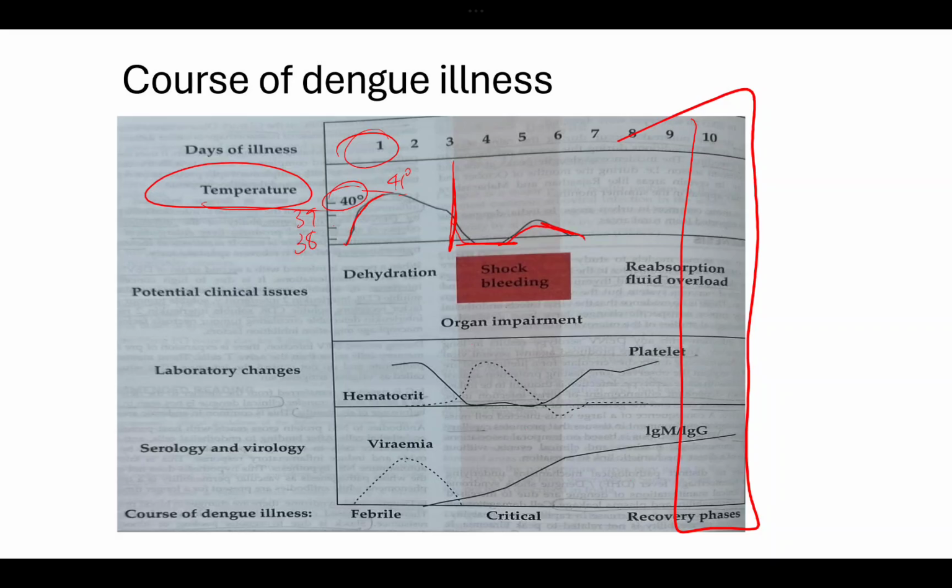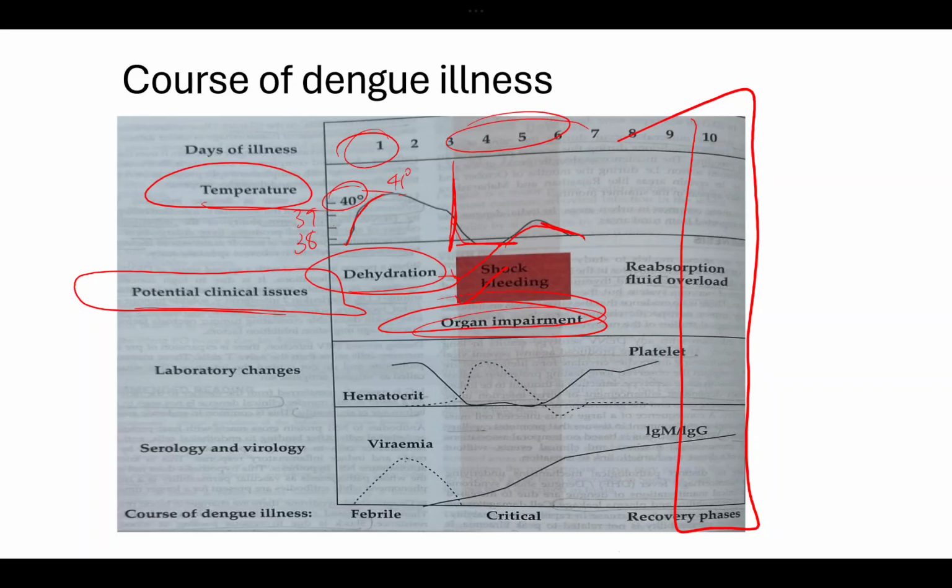And next you will see the potential clinical issues. In the first, you can see the dehydration, then the shock can occur, there will be bleeding, organ impairment if the disease progresses on the day 4, 5, 6 onwards, and if the patient recovers, then there will be reabsorption and fluid overload in the last few days. Next, we will see the laboratory changes.